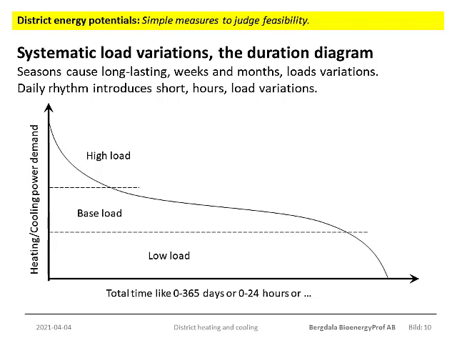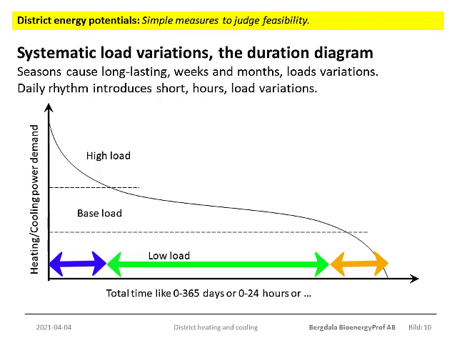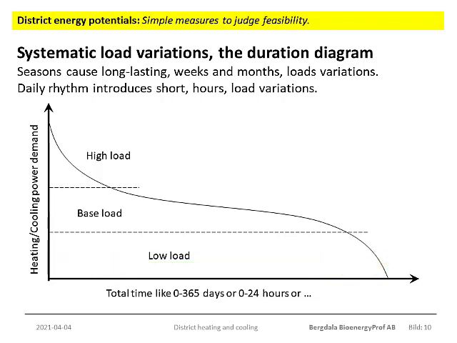So if we assume that this diagram would be for a location in Sweden and would represent one full year, then we would find the months January, February and December all in the high load end in the far left. And then May, June, July and August would all be at the low load end at the far right. And the remaining months would be in the middle. So it's not calendar time on the horizontal axis, it's accumulated time.